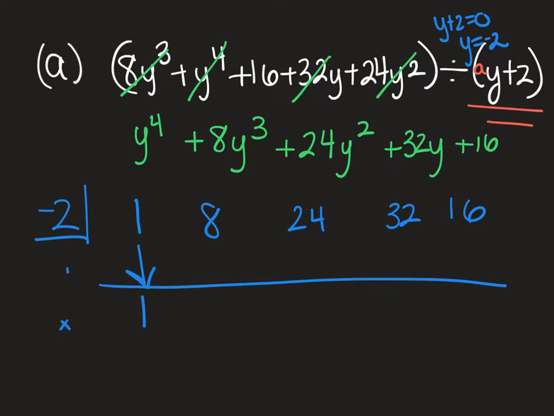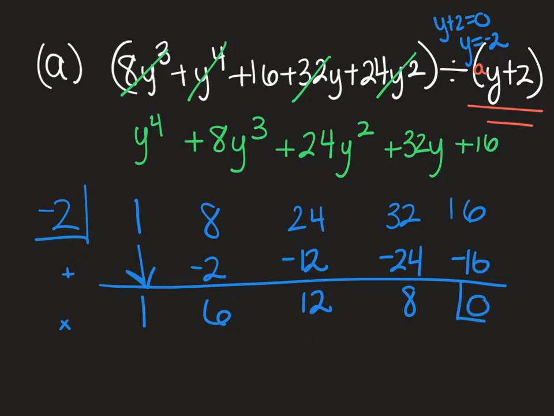Below the line you multiply, above the line you add. 1 times negative 2 is negative 2. 8 plus negative 2 is 6. 6 times negative 2 is negative 12. 24 plus negative 12 is 12. 12 times negative 2 is negative 24. 32 plus negative 24 is 8. 8 times negative 2 is negative 16. Remainder of 0. That's magical.